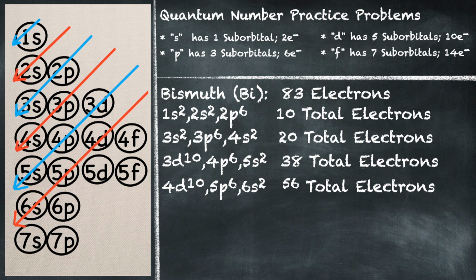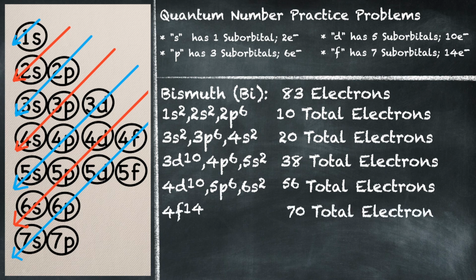Then we go to 4f. Remember, our f orbital can have 14 total electrons. So let's add 14 onto that. We were at 56. Now we are at 70. So we went from 6s2 at 56 electrons to 4f14 at 70 electrons. We need 83.